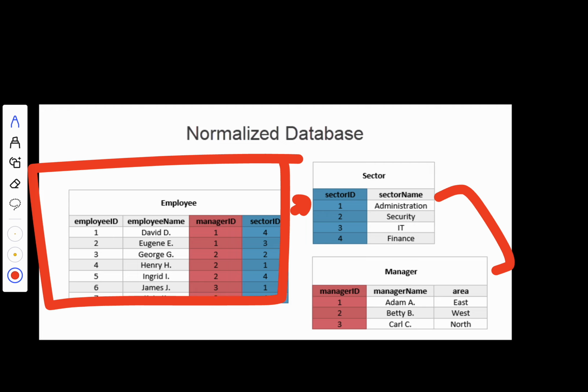Again, we have three things. First, every column holds atomic values, and there are no repeating groups or arrays at all. Number two, must already be in the first normal form, and no partial dependencies on a composite primary key. Number three, no transitive dependencies: non-key columns shouldn't depend on each other.